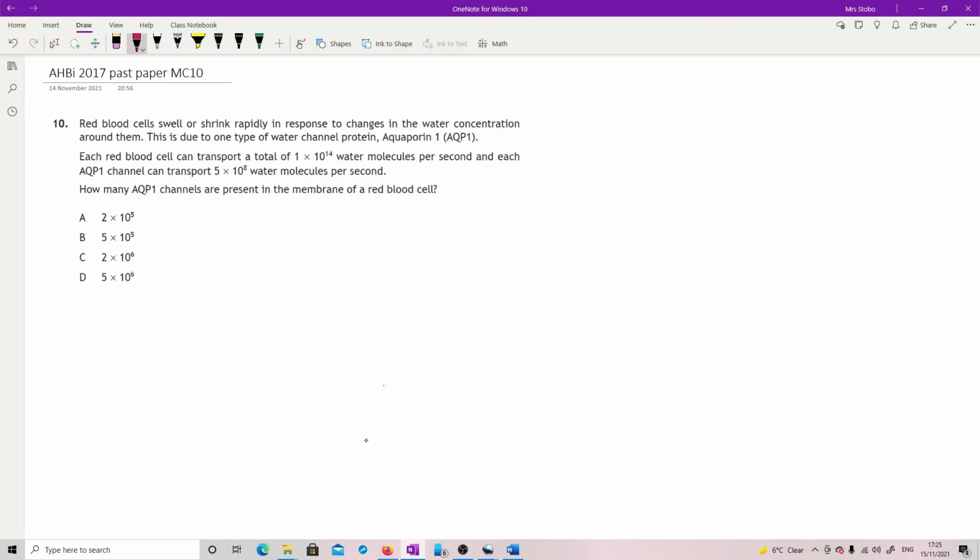How many AQP1 channels are present in the membrane? So it's actually not a bad question. We're just taking our total number of water molecules transported and dividing that by how many each AQP1 could transport, and that will give me my number. You might have got it in the calculator like that, in which case I expect you to be able to convert it. There we go.